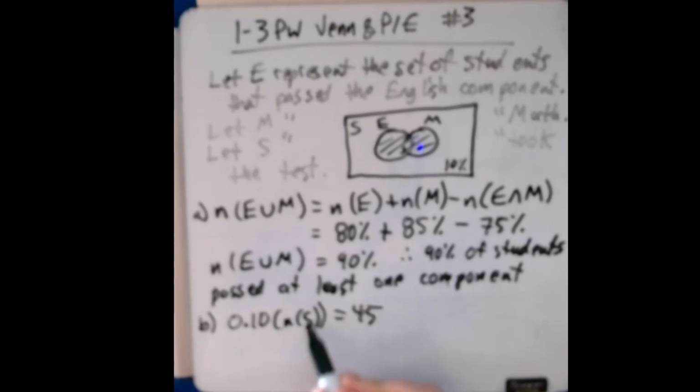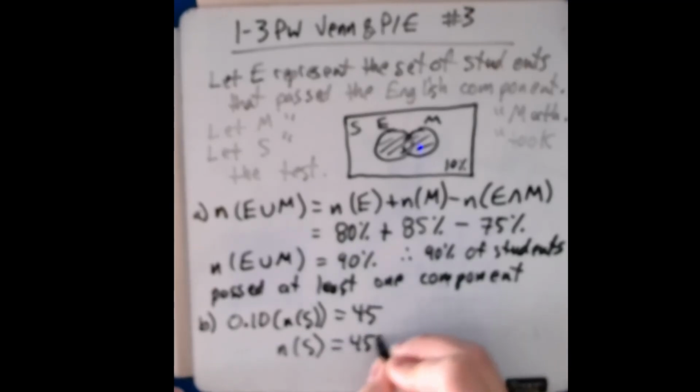This is just a single variable right here. We could even think of it like an X. I just didn't want to introduce a new variable. So I want to get this by itself. I'm going to divide both sides by 0.1, and 45 divided by 0.1 is the same as multiplying by 10. So when we rearrange and solve, we find that the cardinality of S is 450.